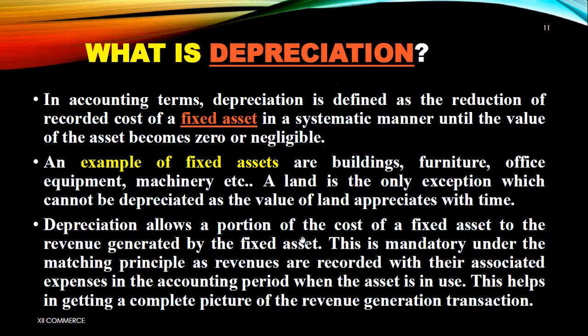Again, we have a definition in which I discuss that depreciation is basically defined as the reduction recorded on a fixed asset in a systematic manner. Systematic manner means you have to write it from the first year. Like I purchased my fixed asset in 2000, so I have to start recording from 2000 to 2001, 2, 3, 4. So you have to write down the reduction of fixed assets in a systematic manner until the value of the asset becomes zero.